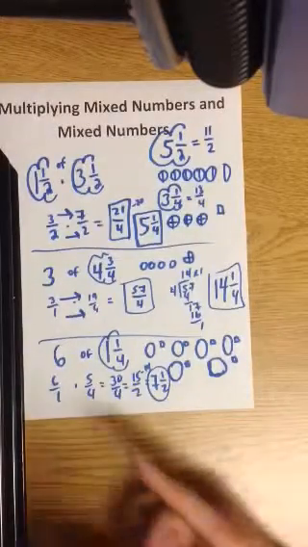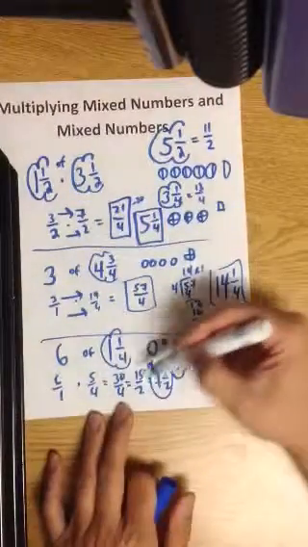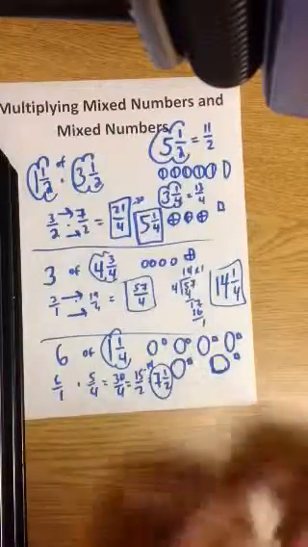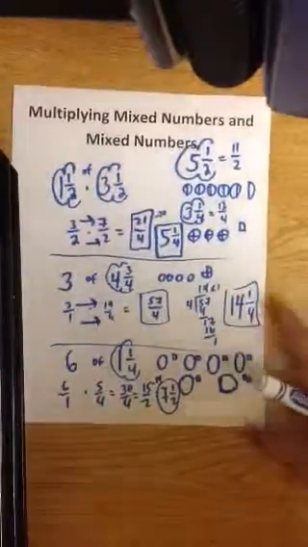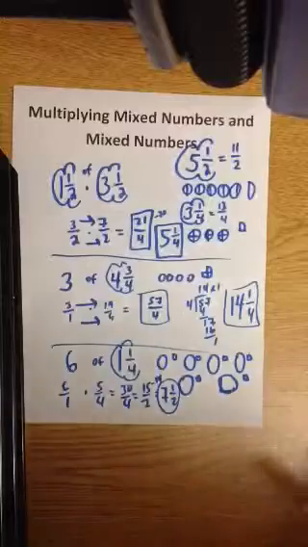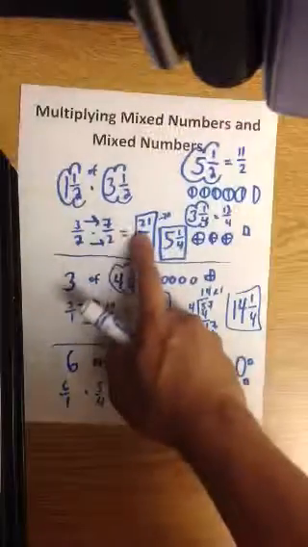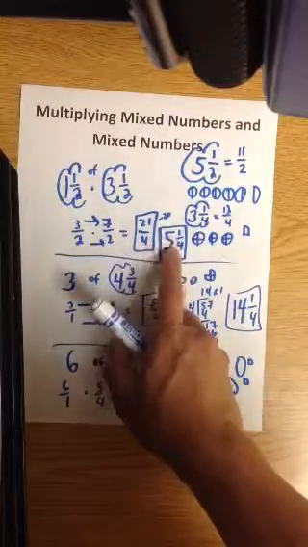So what's 6 groups of 1 1/4? 15 halves, or 7.5. This is how to multiply mixed numbers times mixed numbers. All you do is turn them into fractions and times away. If you get an improper fraction, turn it back into a mixed number.